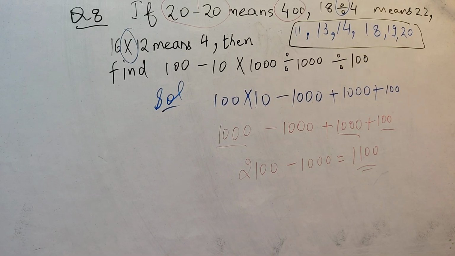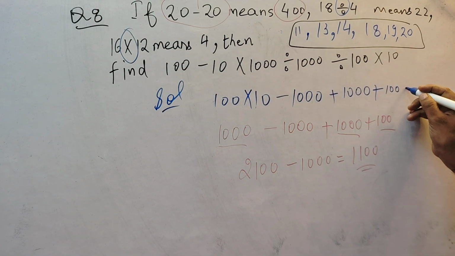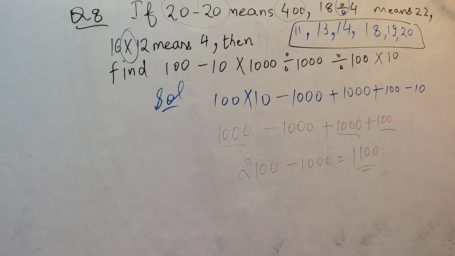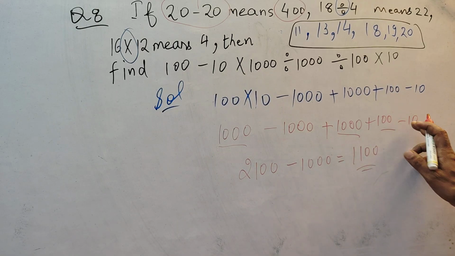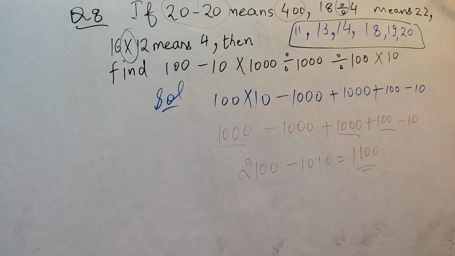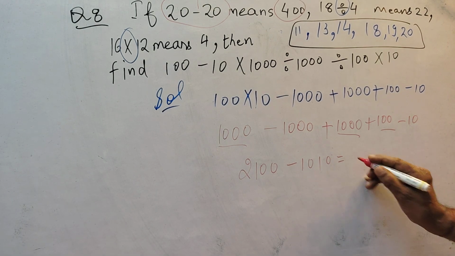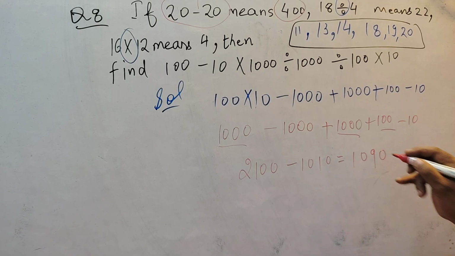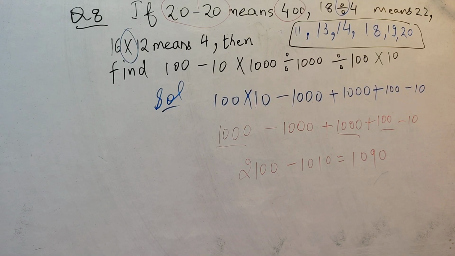In the last step there is also multiply 10. So multiply means minus sign here, so we write minus 10 also. After writing minus 10, we see there are two negative numbers, 1000 and 10, so they become 1010. After subtracting, we get 1090. 1090 is given in option C. Is it clear?